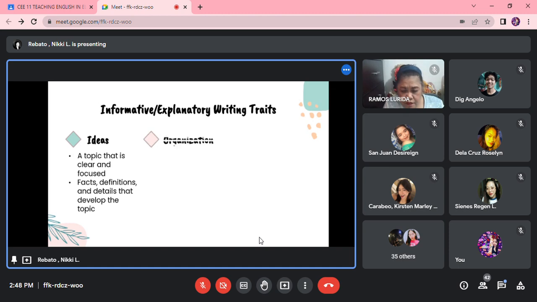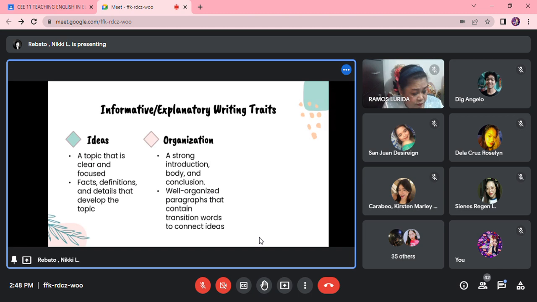Next is organization. A strong introduction and conclusion organize the paragraphs, which contain transition words to connect ideas. For example, an essay is organized in parts similar to the old advice about a public speech. First, tell them what you're going to tell them. Next, tell them. And finally, remind them what you told them.